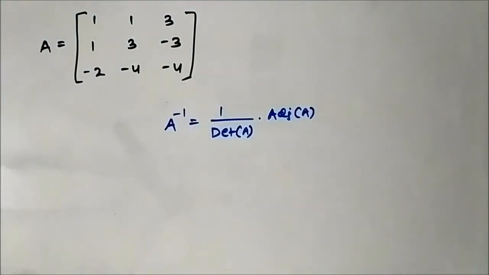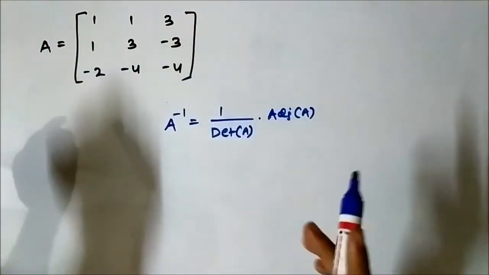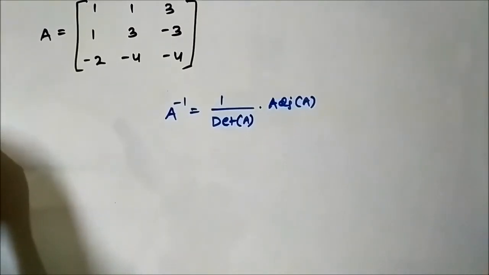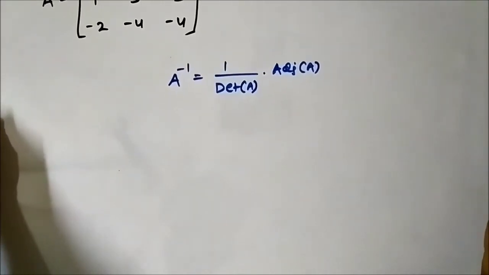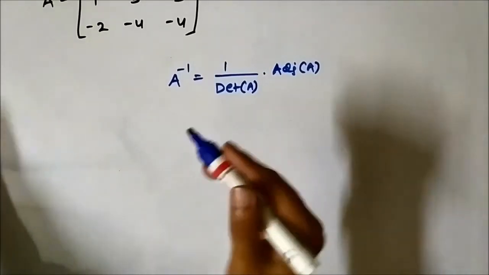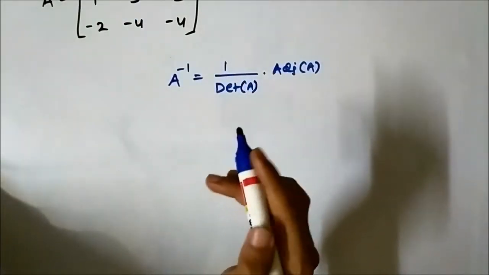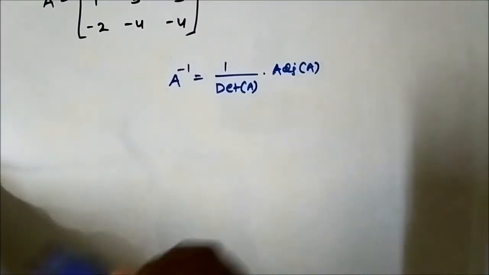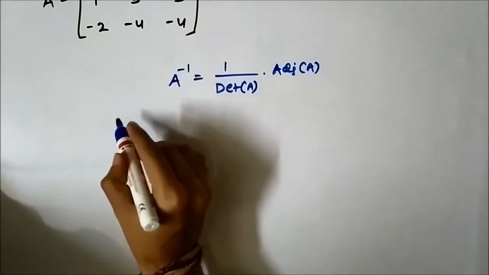The first step, as I told you in the previous video, is to determine the determinant of the matrix. Check whether this matrix is singular or not, that is, whether the determinant is coming 0 or not. So let us first determine the determinant. We know how to determine the determinant of a 3 cross 3 matrix. I have posted videos related to that, so please check out that video. Let us determine the determinant.